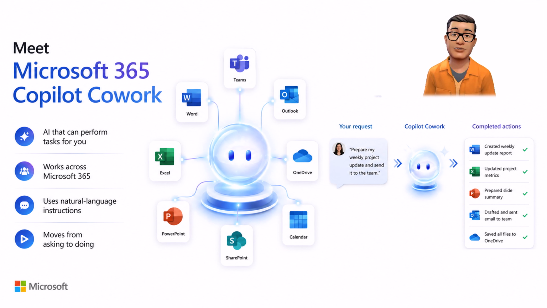You describe what you want using normal language, and Cowork can carry out tasks across M365. For example, instead of asking, "How do I schedule the meeting?" you can ask Cowork to schedule the meeting for you. Instead of asking how to create a report, you can ask it to create one. So the important shift here is simple. We are moving from AI that answers to AI that acts. Now let's look at what Cowork can actually do.